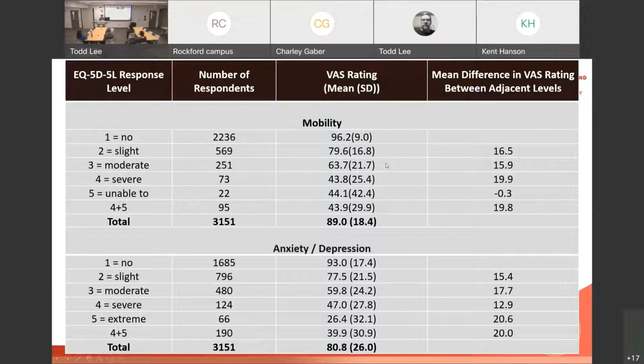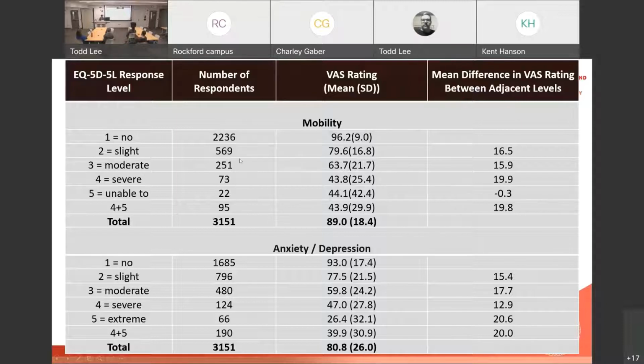And those differences between response categories, because again I'm only showing 2 of the dimensions here, but across all dimensions ranged between approximately 12 and 20. So that kind of indicates how people self-calibrated along the VAS when also completing the EQ5D5L.